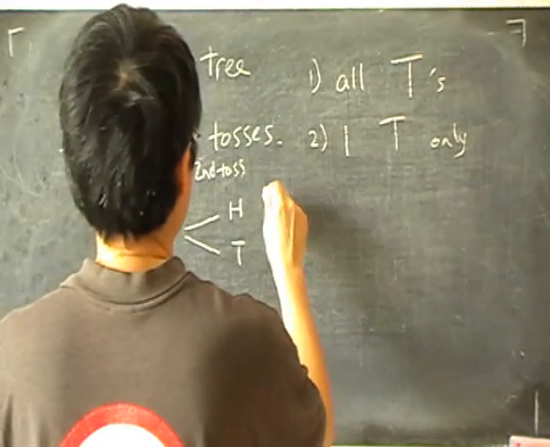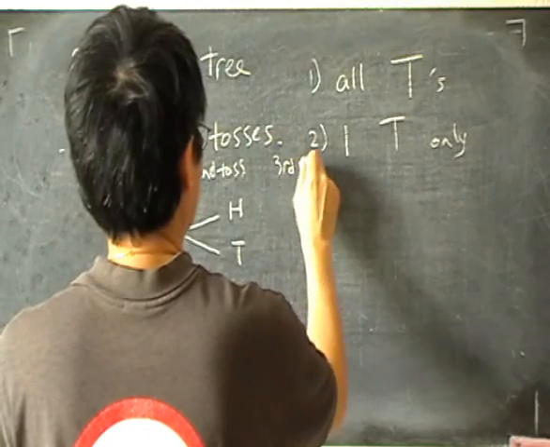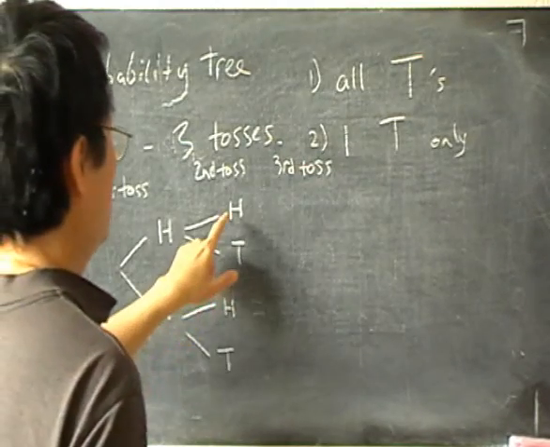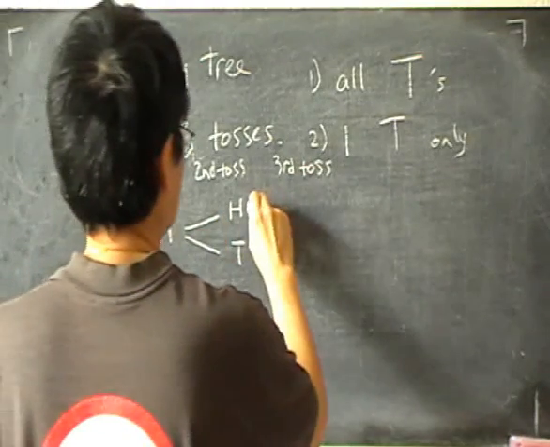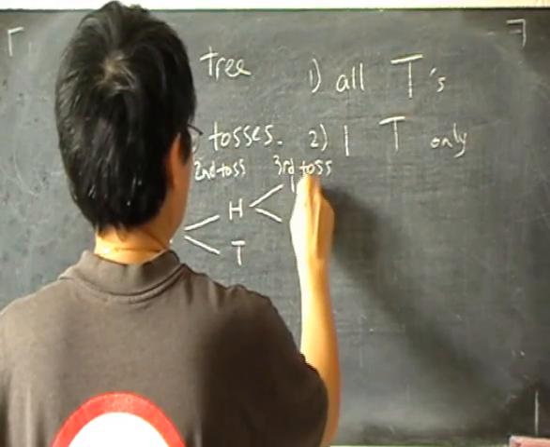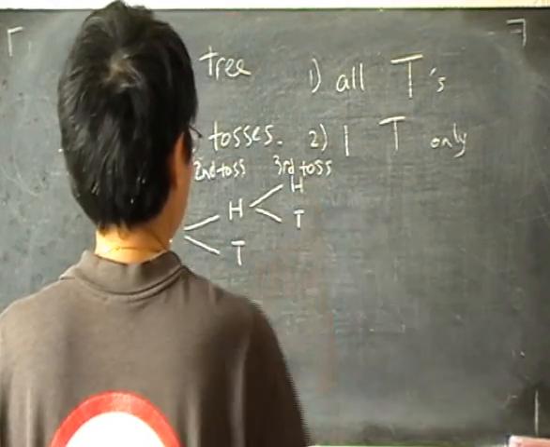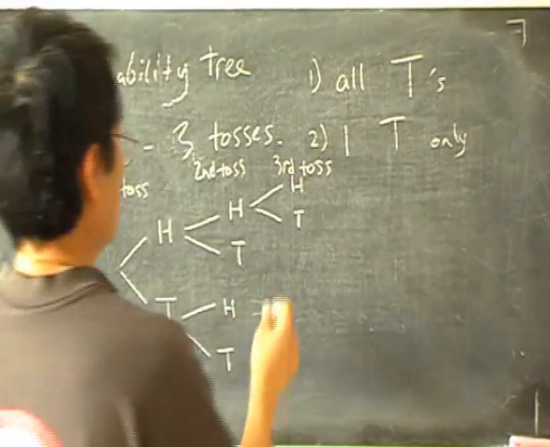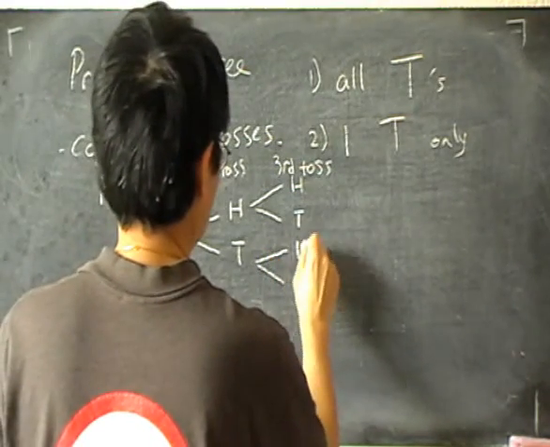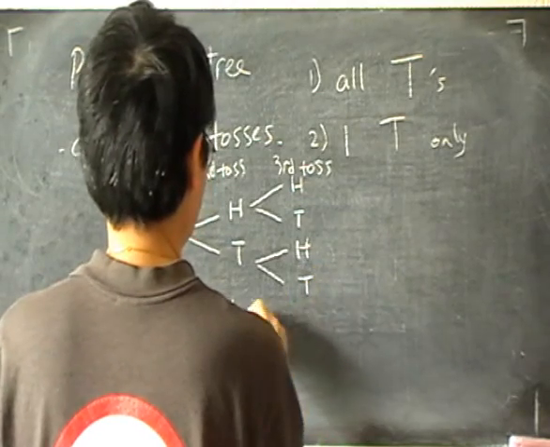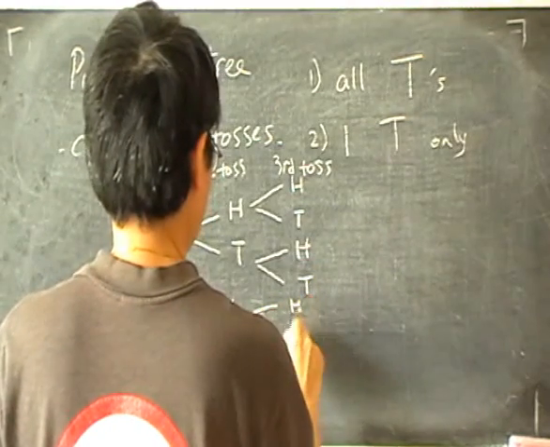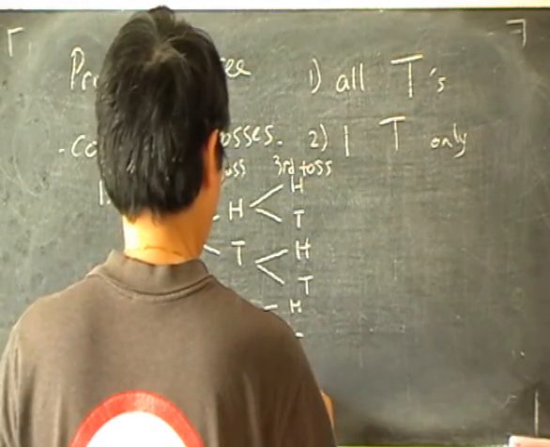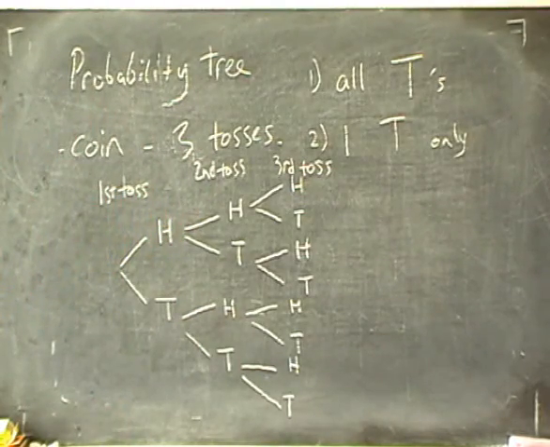Right, and now if I toss that the third time, if I get a head on the second toss, I can have a head or a tail on the third toss. If I got a tail on the second toss, I can also get a head or a tail in the third toss.